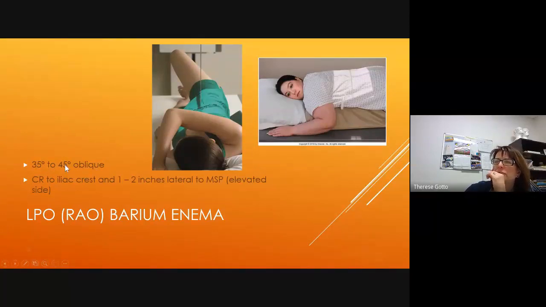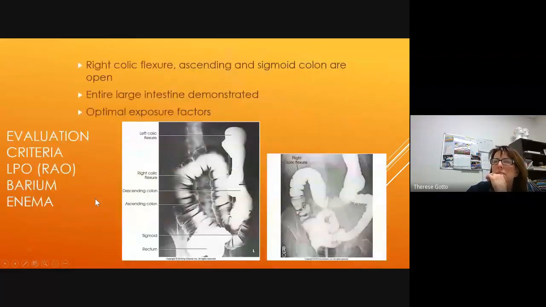So again, it's a 35 to 45 degree oblique. You're going to be centered to the iliac crest, and you're going to be 1 to 2 inches off the midline. Okay, in our lab, we kind of just split the difference. And here is some LPOs. So you're looking at the elevated side. Okay, so the right colic flexure, the ascending, and then your sigmoid. This isn't a great picture of that, but the right colic flexure, your ascending, and hopefully your sigmoid right here is prominent for the radiologist.